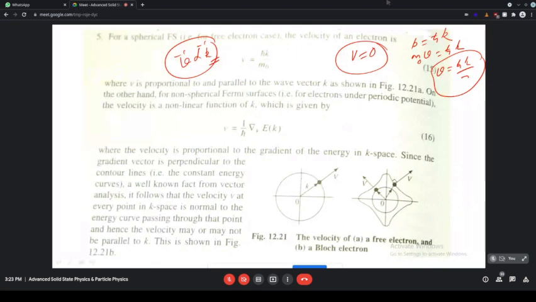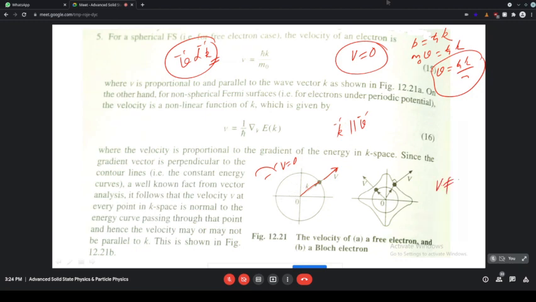Okay, let us consider this is the spherical Fermi surface, where we are considering that V is equal to 0. There is no interaction between the electron and the lattice. In this case, this is the Fermi surface, then we can say this is equal to k, and this is the direction of the electron, that is v. This is the direction of the electron. Then we can say that the k wave vector and the velocity direction will be parallel to each other, in the same direction, because here we are considering that the Fermi surface is nearly spherical in nature.